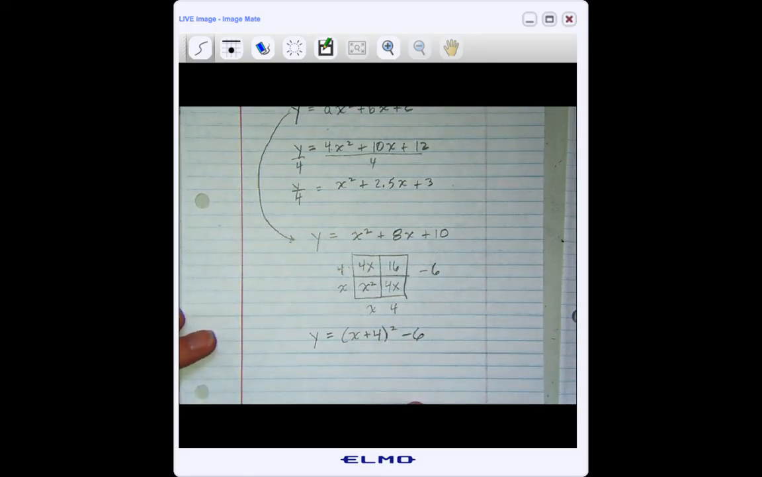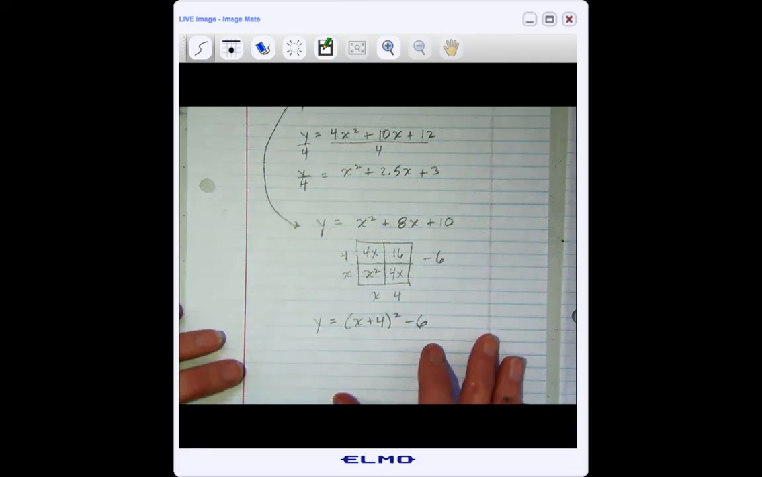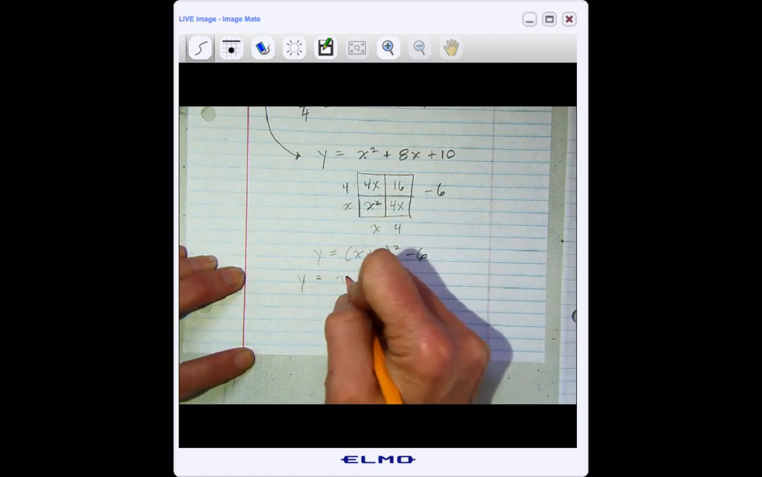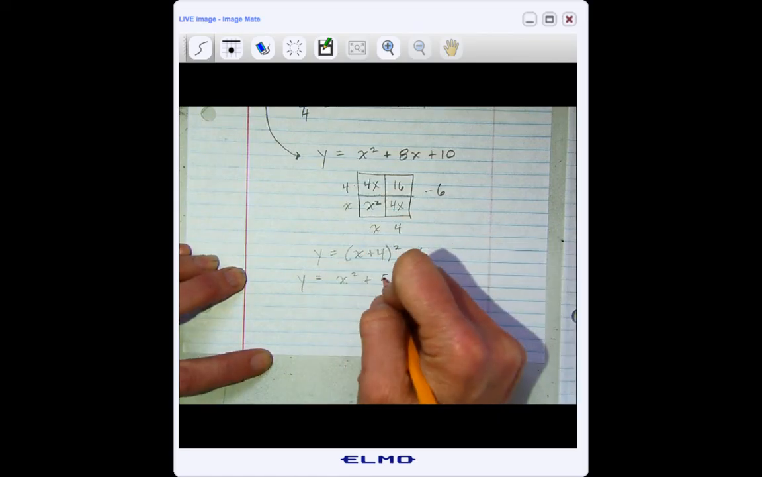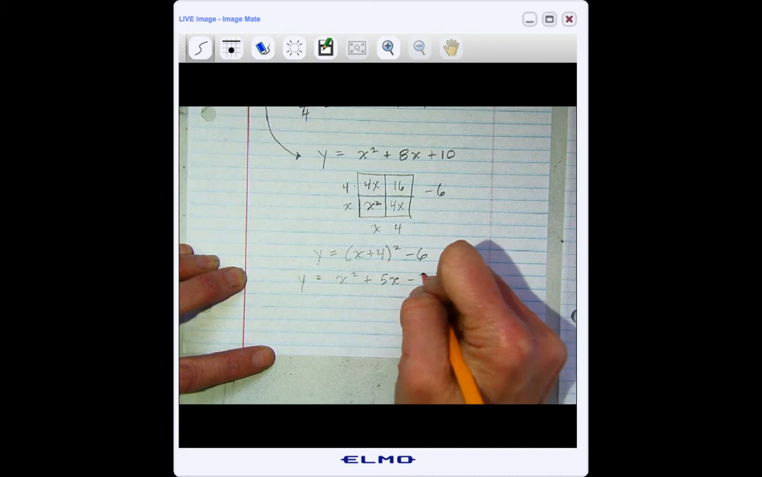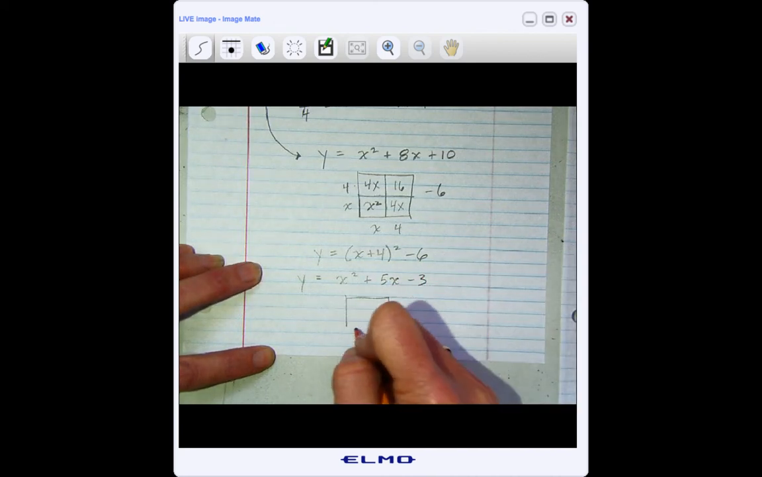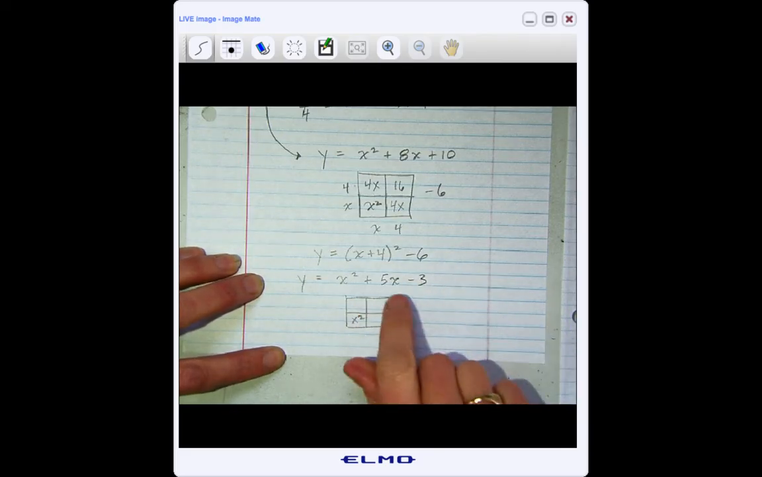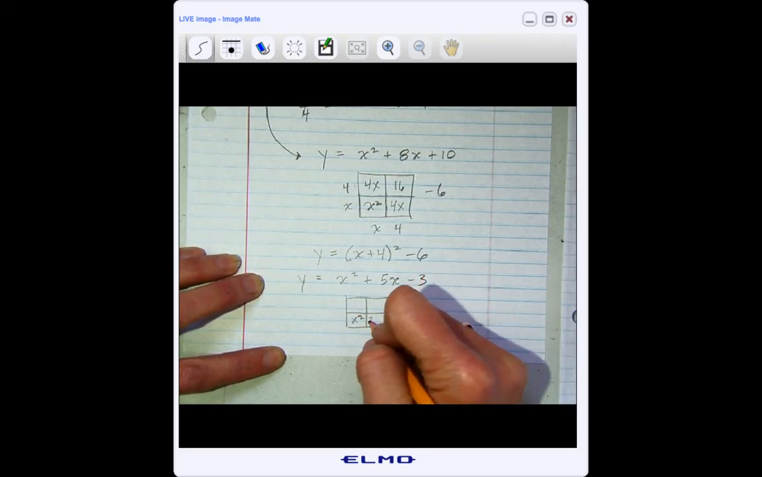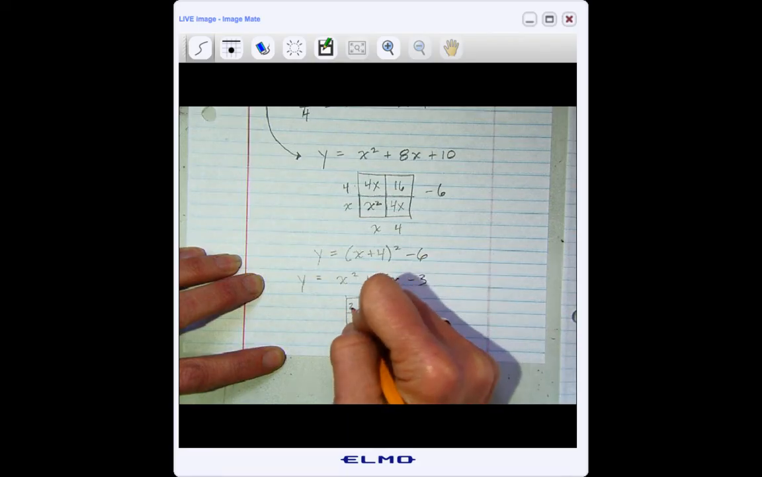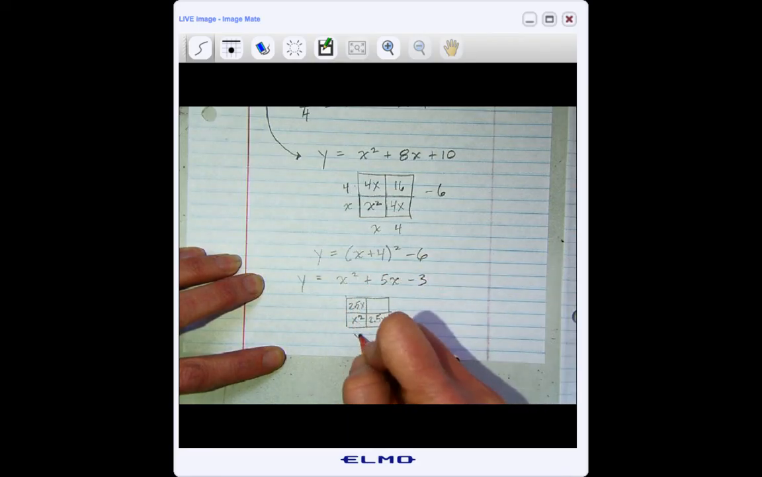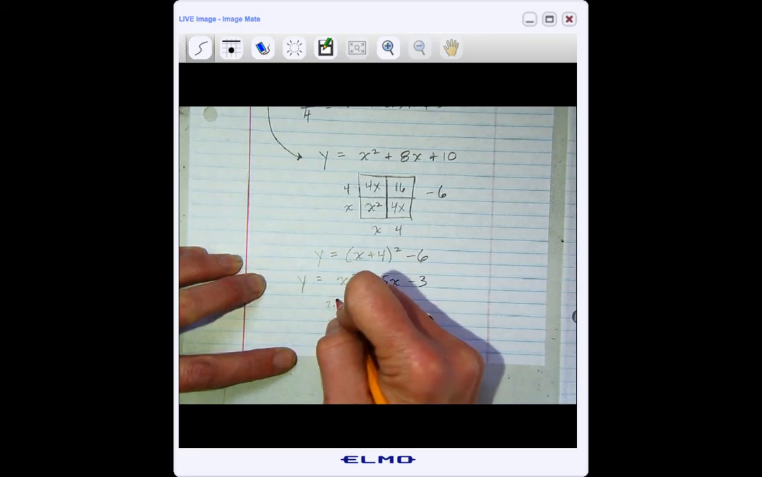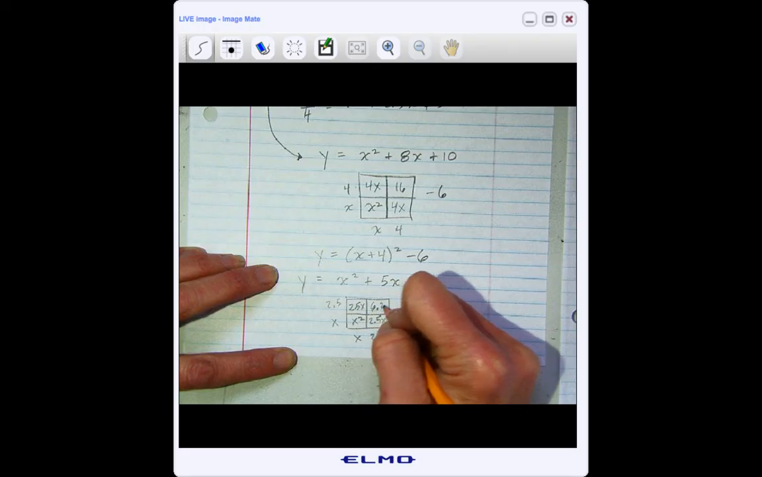Okay, so let me just do one more of those so you can see that again. Let's say I had y equals x squared plus 5x minus 3. Okay, I'm going to make my generic rectangle. I'm going to put my x squared here. I'm going to split that, so 2.5x, 2.5x. So I'm going to do x, 2.5, 2.5. This is going to be 6.25.